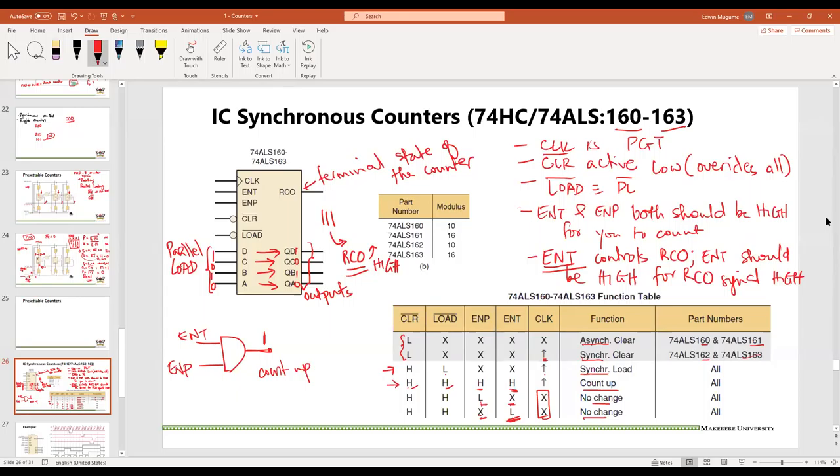So we can see here that 160 and 162 are mod 10 counters, or so-called BCD counters in this case, because they would be binary coded decimal counters as we are working with binary. But 161 and 163 are mod 16 counters, meaning they go through the whole range.